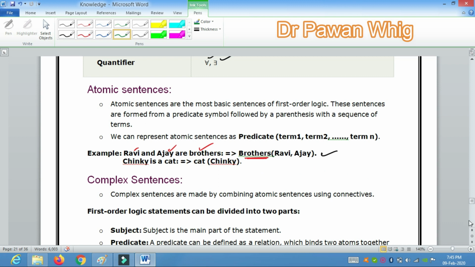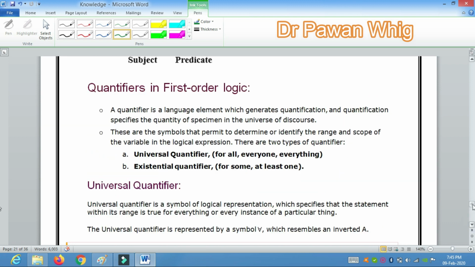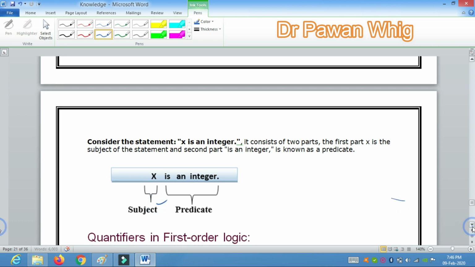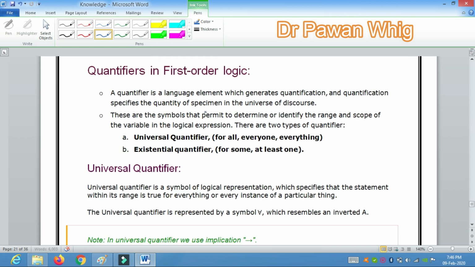Similarly, how can we write a complex sentence? Like X is an integer. You have to understand this: X is what we call the subject, and is an integer is what we call the predicate. So how do you write it? See, there are two kinds of quantifiers in first order logic or predicate logic. This is very important for the exam point of view. One is what we call the universal quantifier and the other is the existential quantifier. This is for all, this is for some. So we will cover the universal quantifier first.